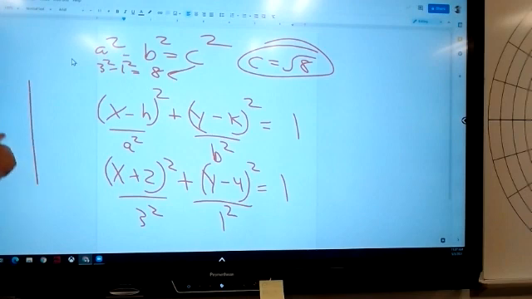So when I had this over here, I would go this much, square root of 8, and this much, square root of 8, and those are my foci. That's it. Okay? That is graphing.